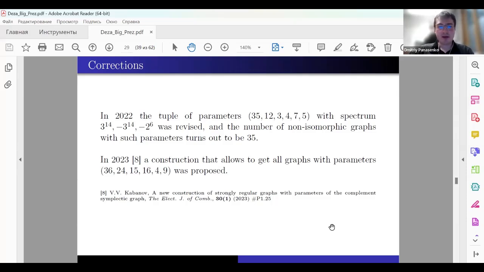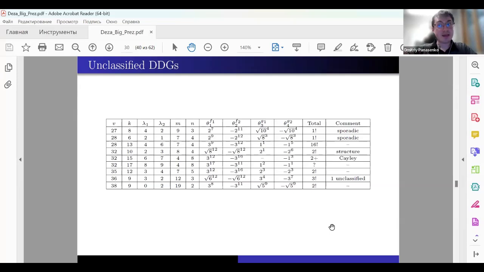And also, in a paper by Vladislav Vladimirovich Kabanov, a construction that allows getting all graphs with parameters 36, 24, 15, 16, 4, 9 was proposed. So we also know the number of graphs with these parameters, which gives us this table for unclassified or unenumerated graphs up to 39 vertices.